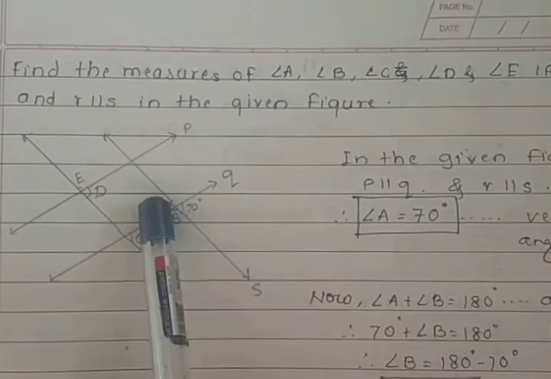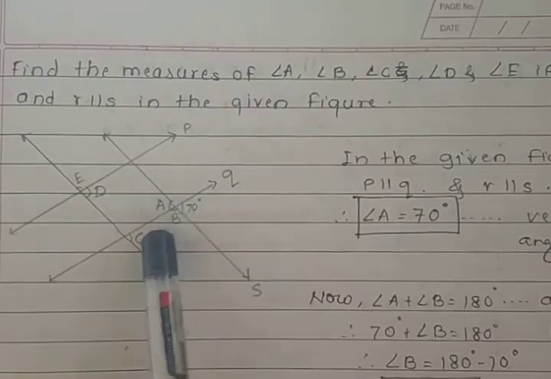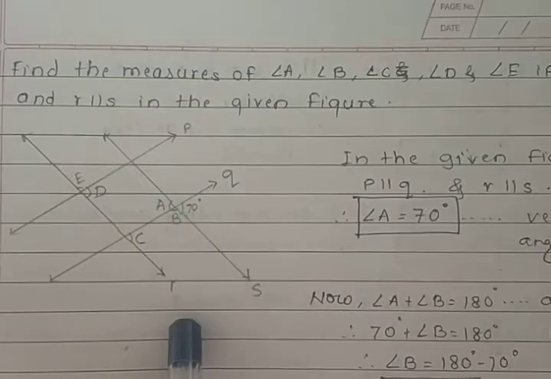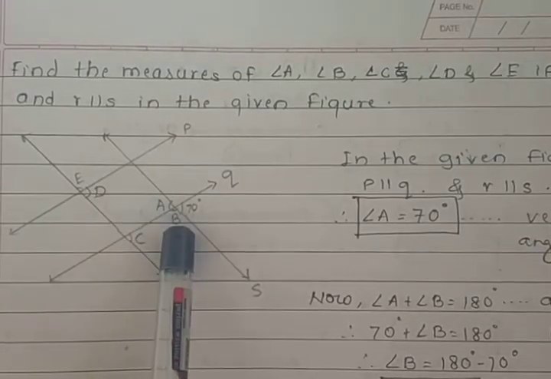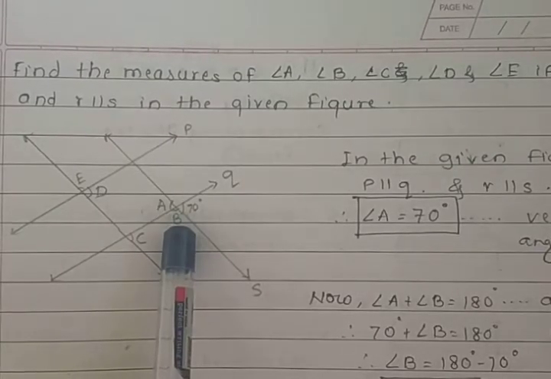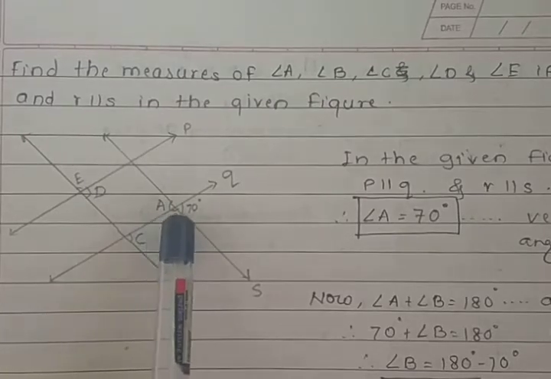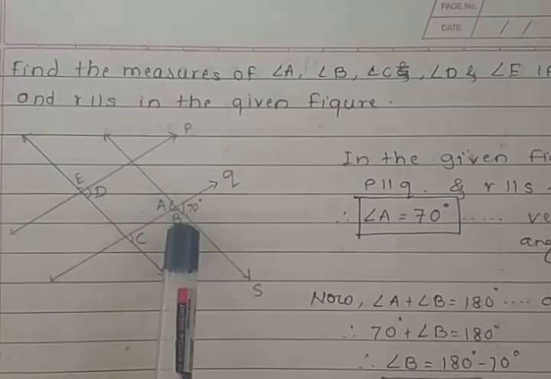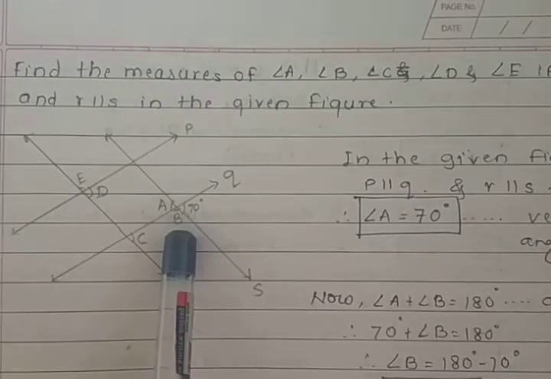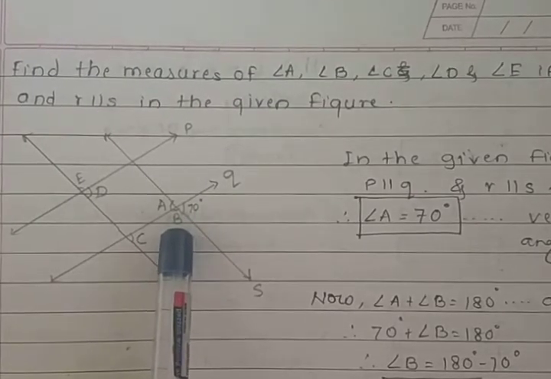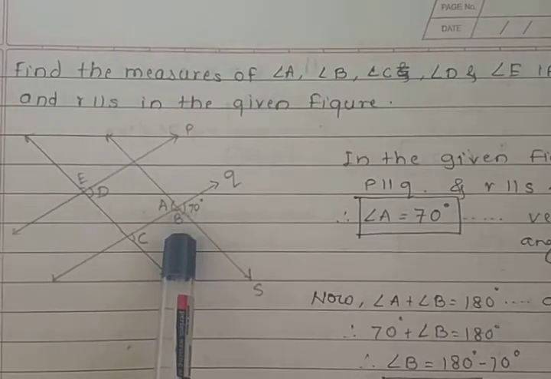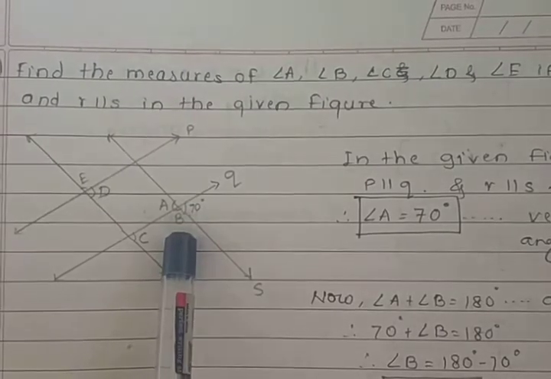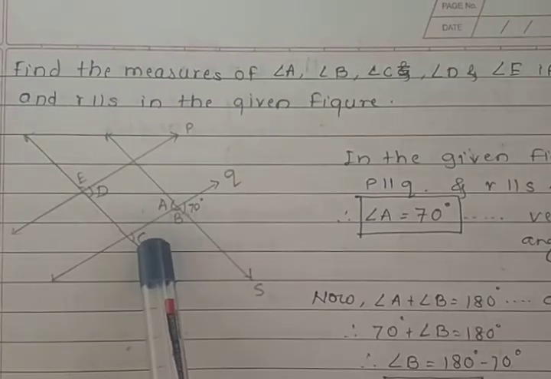Now see angle A and B, they are forming a linear pair, is it? So that means the addition of these two angles is equal to 180 degrees, right? Out of these two, angle A is 70 degrees. So what will be B? The measurement of angle B will be 180 minus 70. That means it will be 110 degrees. Get it?